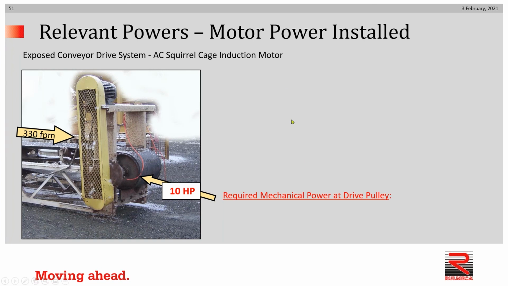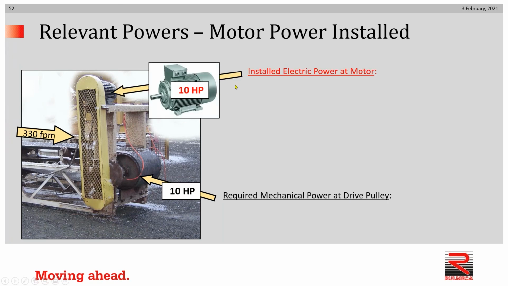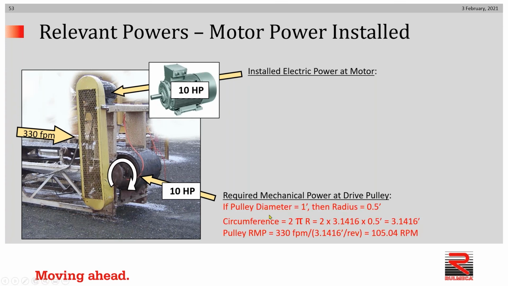Let's have a look at a real-world example here. We've decided that we want to move a conveyor belt at 330 feet per minute. And we've calculated that the required mechanical power at the drive pulley is 10 horsepower. So we've installed an electric motor of 10 horsepower. If, for example, the pulley has a diameter of 1 foot, we can calculate the circumference by the equation you see here, 2 pi r. And therefore, we can easily calculate pulley RPM using the equation you see here, coming out to be a little over 105 RPM.